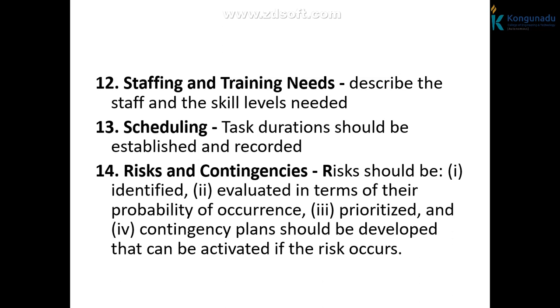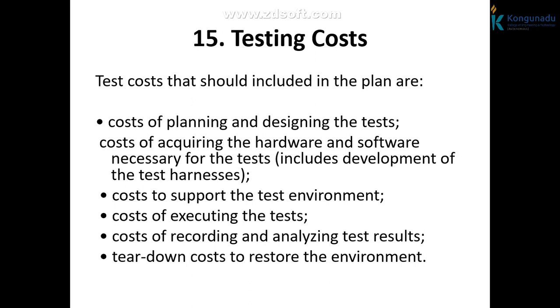Risks should be identified and evaluated in terms of their probability of occurrence, prioritized, and contingency plans should be developed that can be activated if the risk occurs. Next, the final one is testing cost. Test costs that should be included in the plans are costs of planning and designing the test, costs to support the test environment, costs of executing the test, and costs of recording and analyzing test results. Finally, tear down costs to restore the environment.